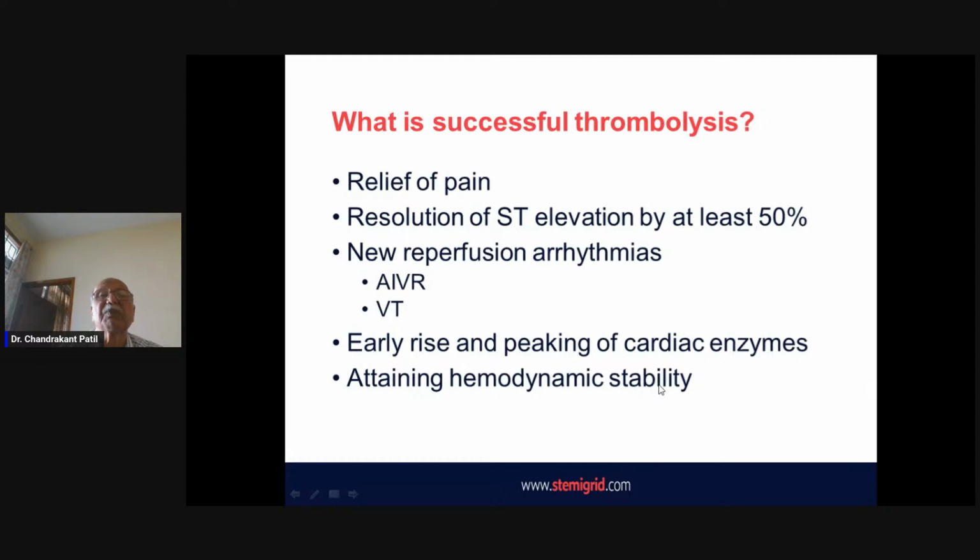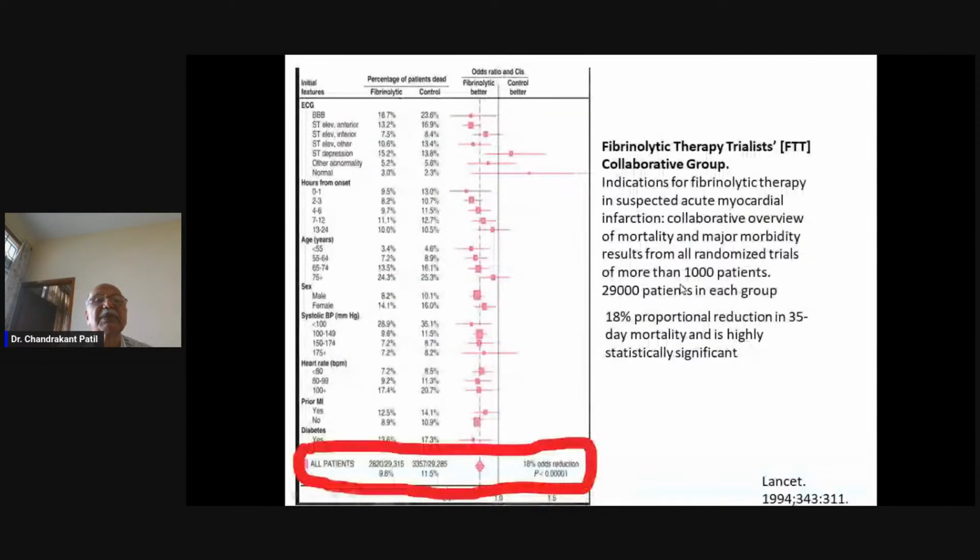What is successful thrombolysis? Relief of pain, resolution of ST elevation by at least 50%, and new reperfusion arrhythmias like accelerated idioventricular rhythm or VT may indicate that the vessel is open. Early rise and peaking of cardiac enzymes and attaining hemodynamic stability is very important. They all indicate a successful thrombolysis.